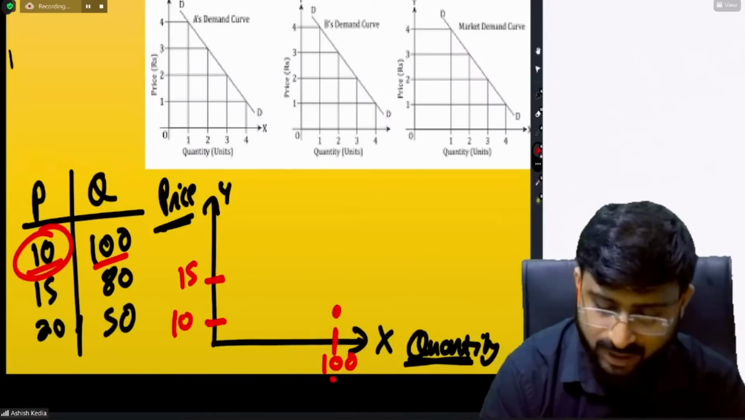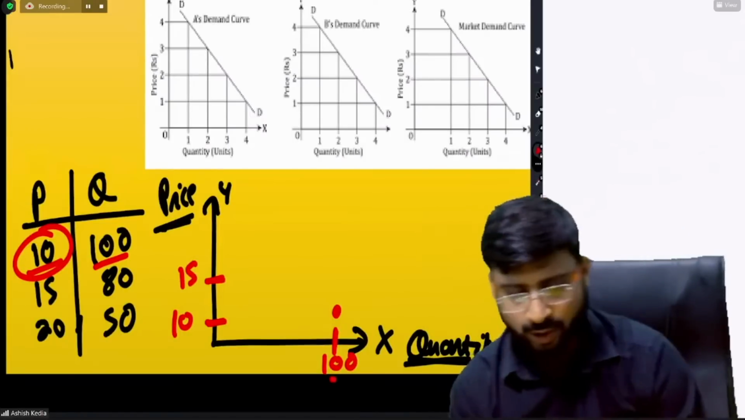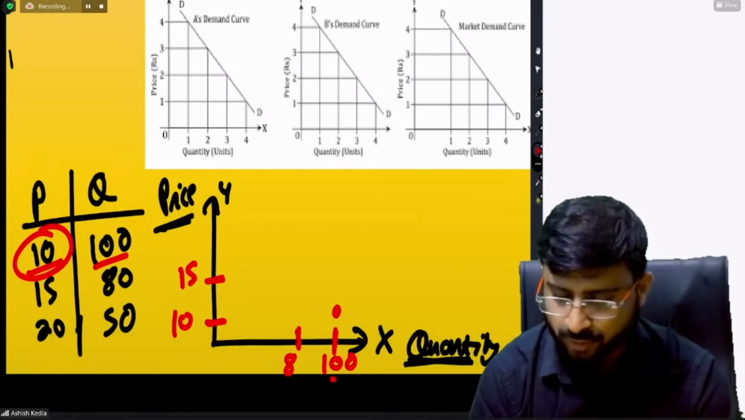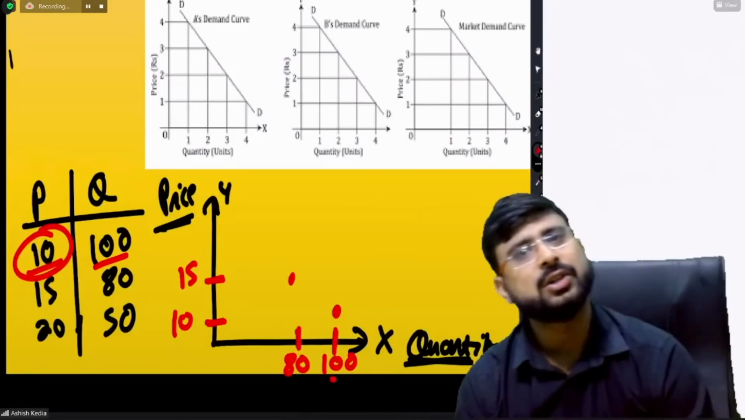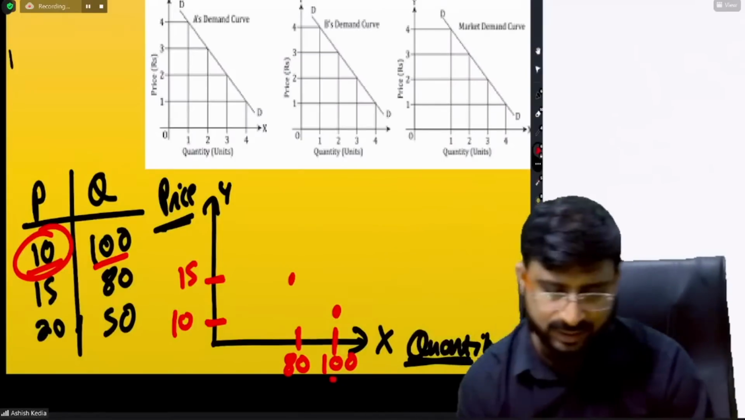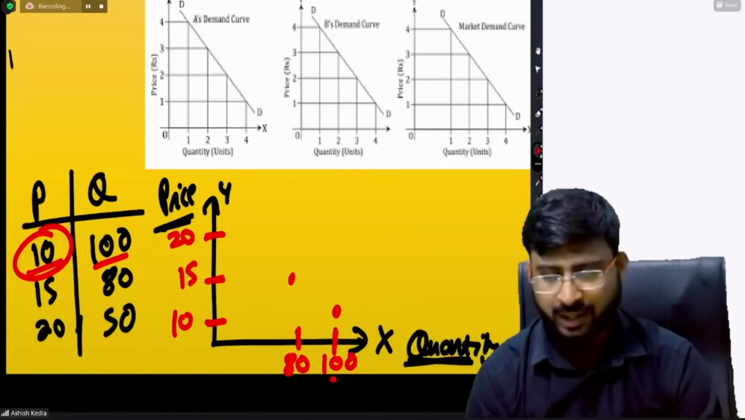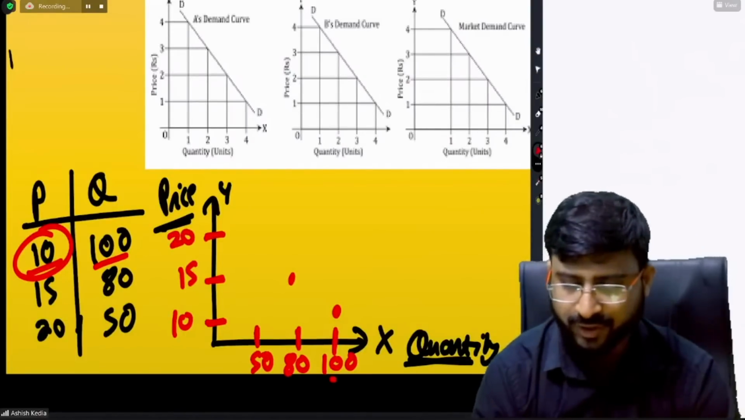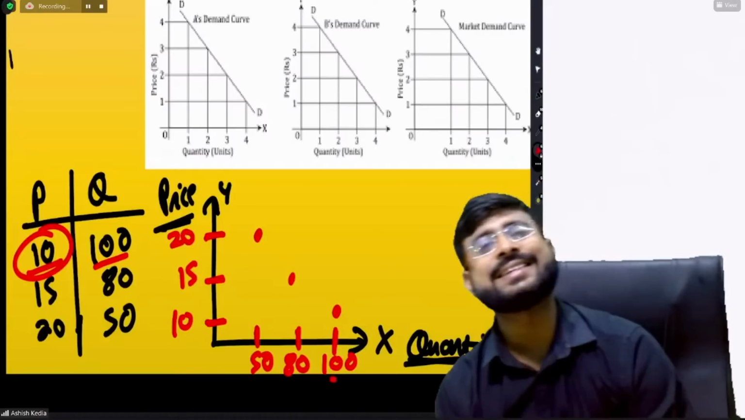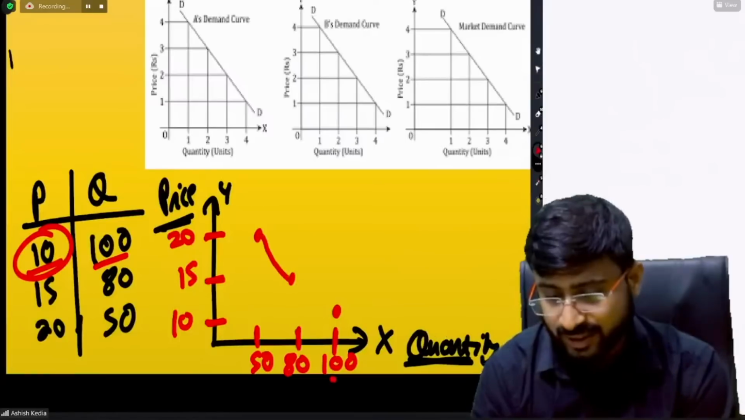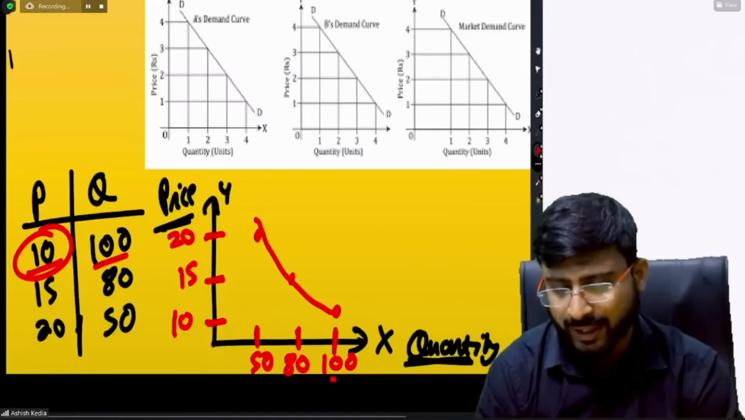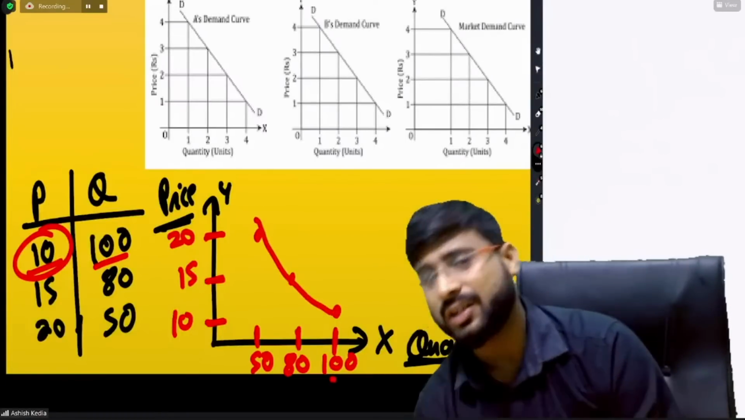Suppose now we have been given that price is 15 and quantity is 80. So we take it to quantity 80, and it comes here, right, sir? And if somebody asks us for price 20 and quantity 50, where does it intersect? It intersects here, everyone. See, you all join it. You will automatically get a curve like this. Yes or no, sir? Yes, sir.